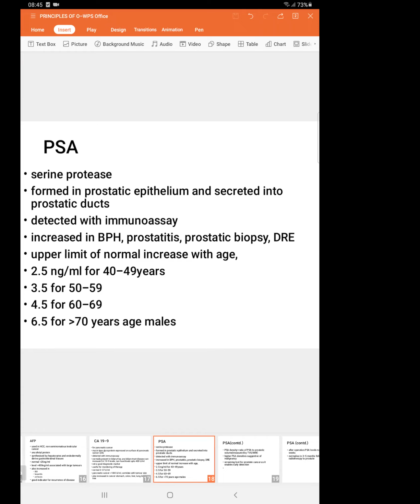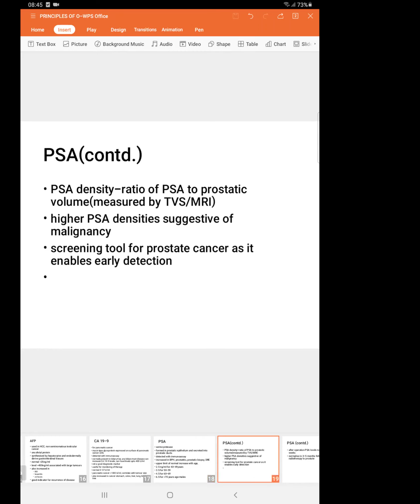The upper limit of prostate-specific antigen actually increases with age, which is 2.5 nanogram per ml for 40 to 49 years, 3.5 for 50 to 59 years, 4.5 for 60 to 69 years, and 6.5 is the upper limit for males more than 70 years. Prostate-specific antigen is a screening tool for prostate cancer. It can enable early diagnosis.